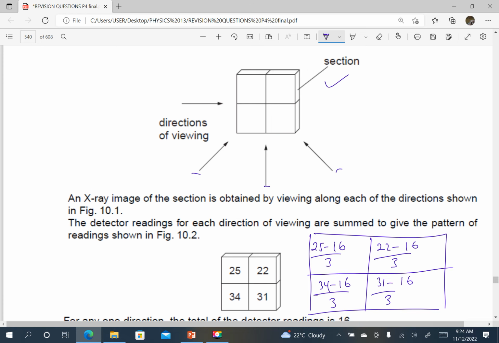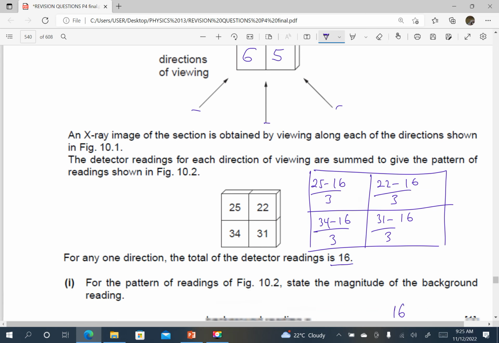For the first one, 25 minus 16 divided by 3. I think that is 9 over 3, which is actually 3. So you must have put there 3. 22 minus 16 divided by 3. I think that is 6 over 3, which is giving us 2. 34 minus 16 over 3. I think that is 18 over 3, which gives us 6. And 31 minus 16 over 3. I think that is 15 over 3, which gives us 5. So you must have filled those voxels with those numbers or those pixels. Okay.